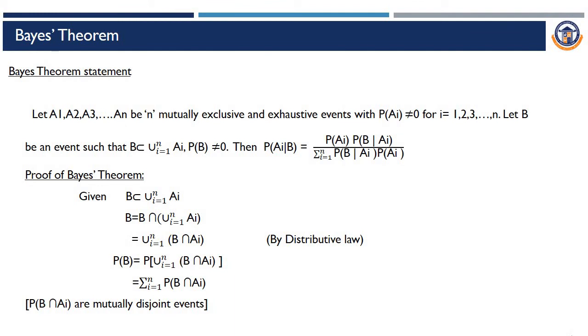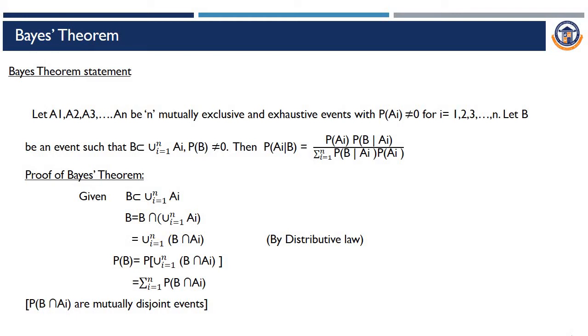Bayes' theorem statement: let A1, A2, A3 and so on up to An be mutually exclusive and exhaustive events. Mutually exclusive events: two events are said to be mutually exclusive if the occurrence of one affects the occurrence of the other. For example, we can take a coin. We are tossing a coin. There are two possibilities here, head and tail. If we get head, we cannot get tail, and vice versa. So these are mutually exclusive events.